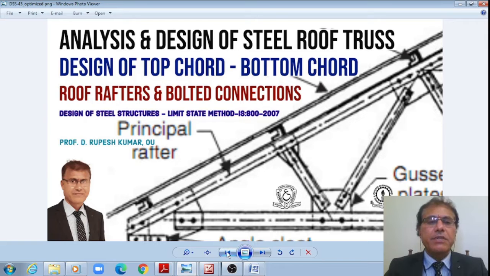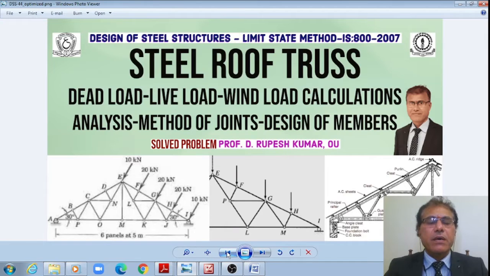In the previous class we have seen the analysis of this roof truss subjected to dead load, live load and wind loads. We have calculated them as well as we have done the analysis as per the method of joints as well as method of sections, right?